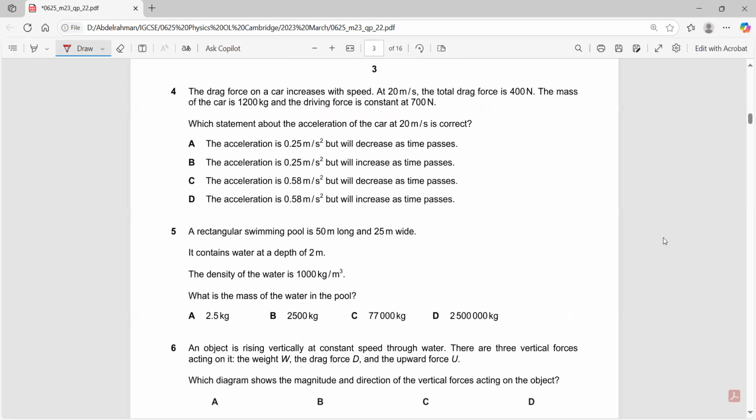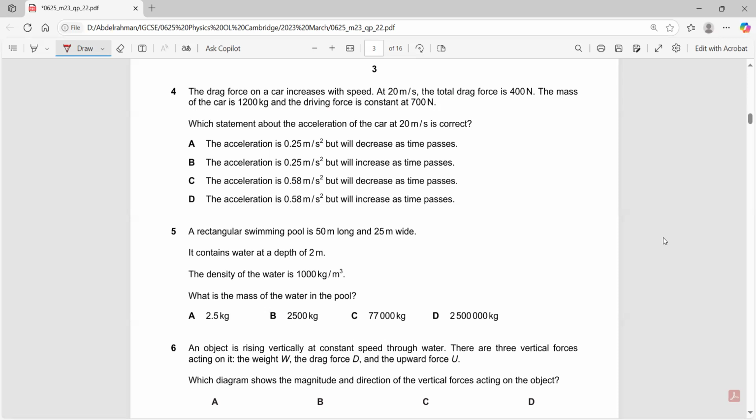Drag force on a car increases with the speed. At 20 meters per second, the total drag force is 400 newtons. The mass of the car is 1,200 kilograms, and the driving force is constant at 700 newtons. Which statement about the acceleration of the car at 20 meters per second is correct?